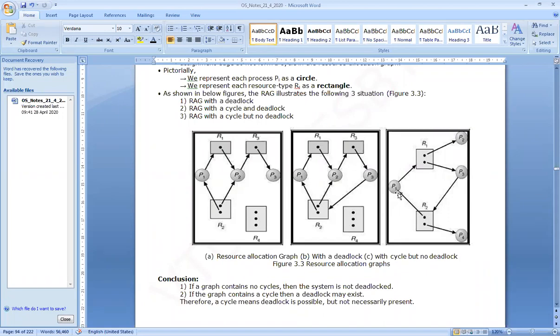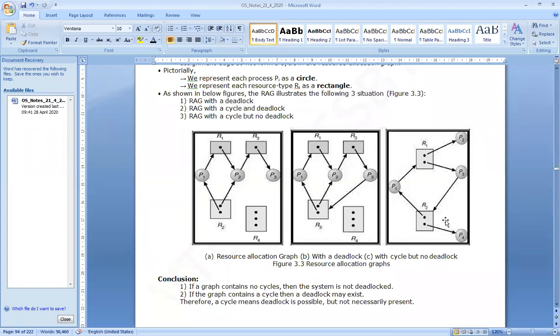Process P1 is requesting the resource R1, while one instance of resource R2 is already allocated to process P1. Then one instance of resource R1 is allocated to process P2. One more instance of resource R1 is allocated to process P3, and it is also requesting one instance of resource R2, which is already allocated to process P4. So this is the third diagram, which shows the cycle but no deadlock.